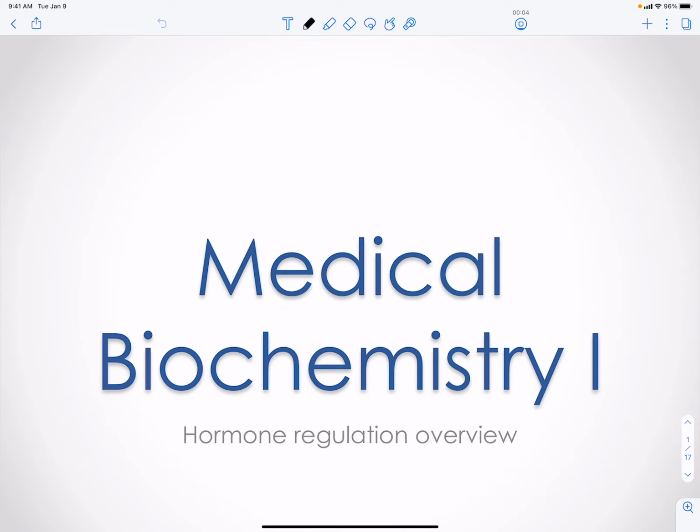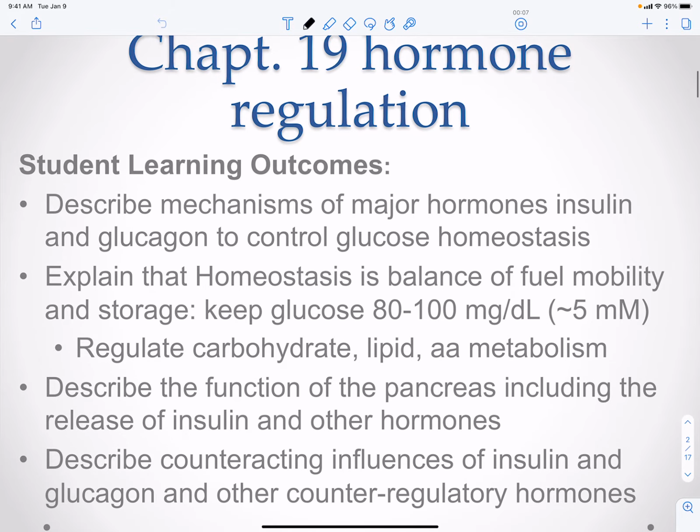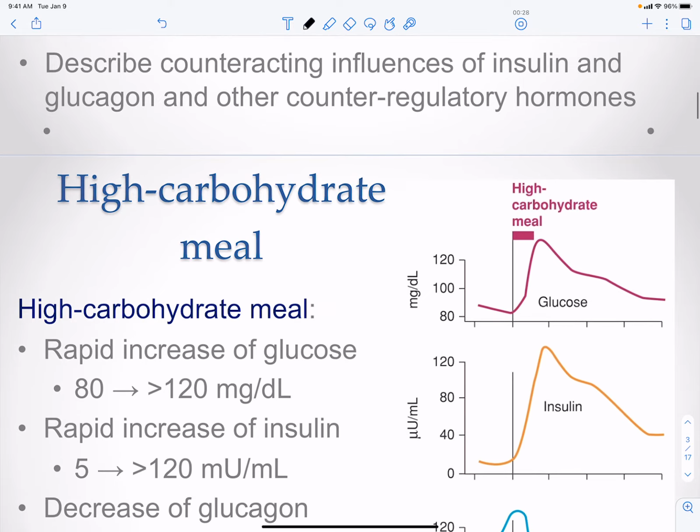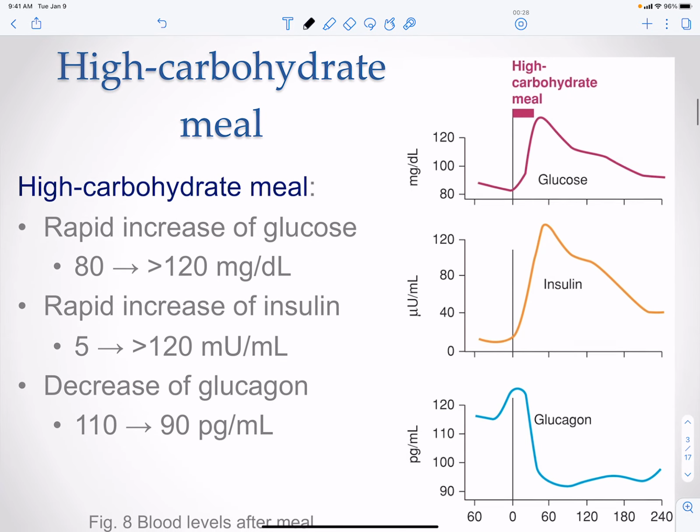Okay, so here we're going to cover regulation of hormones. And we're going to talk about insulin and glucagon again. And keep in mind that it's important to keep glucose levels at about 80 to 100 mg per deciliter, which is approximately 5 millimolar of glucose circulating in the blood. And then we're also going to talk about how insulin is made, as well as what its structure is and the importance of the pancreas. So first off, let's talk about what happens after a high carbohydrate meal.